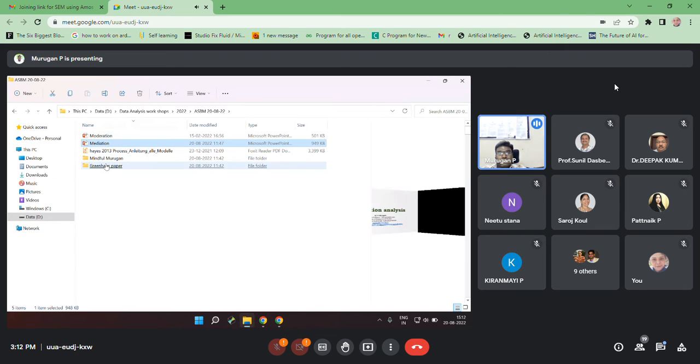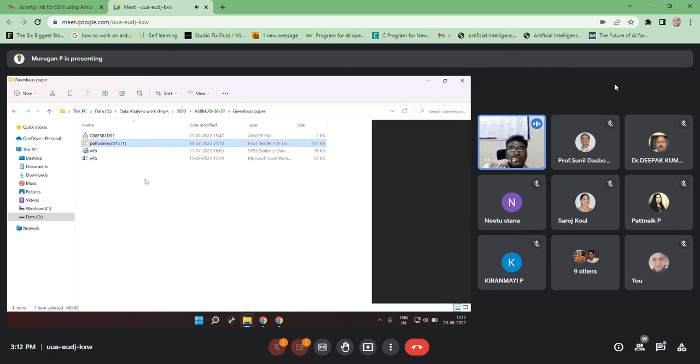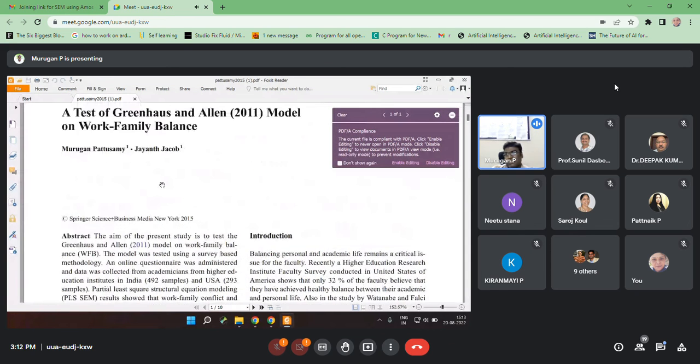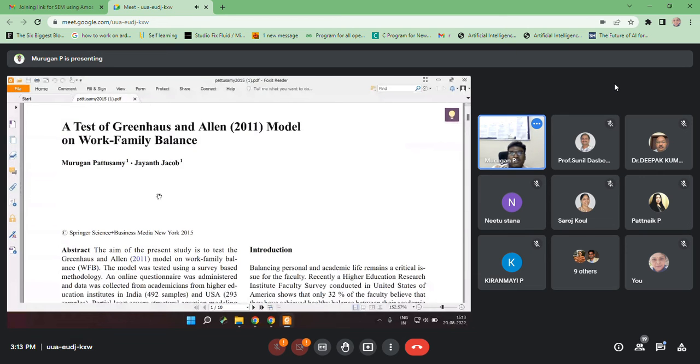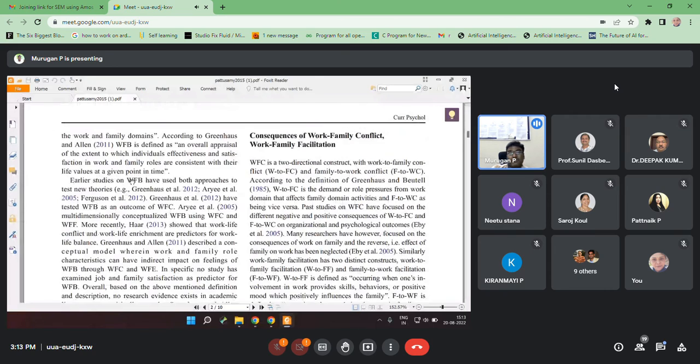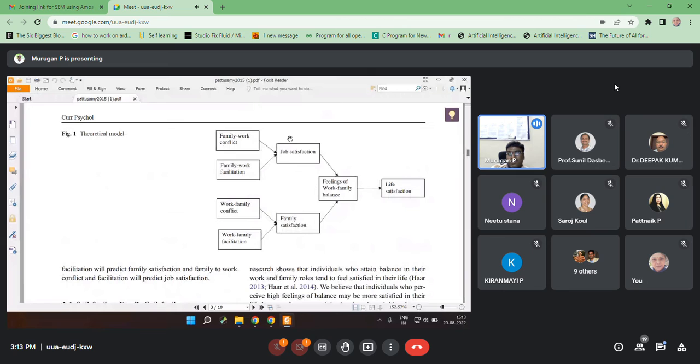For this, I'm going to use a data set from one of my previously published papers. Of course, it is not ABDC listed, but it is a Social Science Citation Index journal with a 2 point something impact factor, published in 2013 or 2015. In this paper I have a couple of constructs: job satisfaction, family satisfaction, feelings of work-family balance, and life satisfaction. The data set contains item level information related to JS, FS, work-family balance, and life satisfaction.